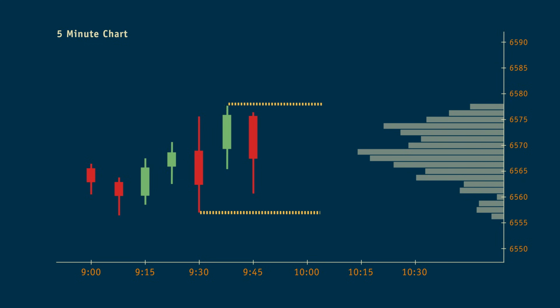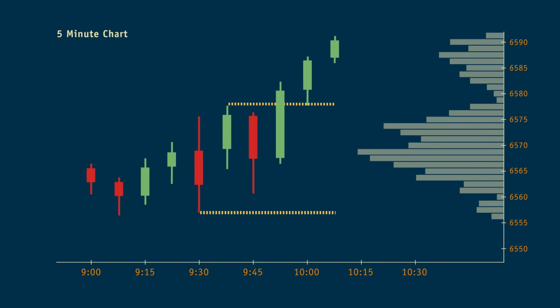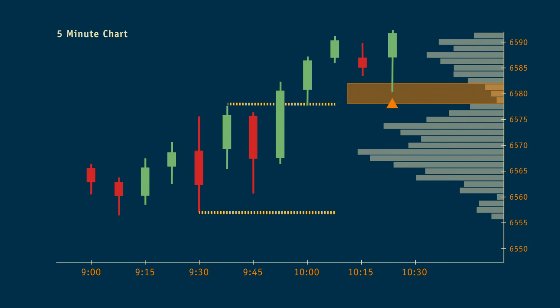Applied to the ORB, the logic mirrors the FVG. Price breaks out of the opening range, then leaves behind a low volume node. On a retest, if price rejects that node, it often confirms continuation in the breakout direction.